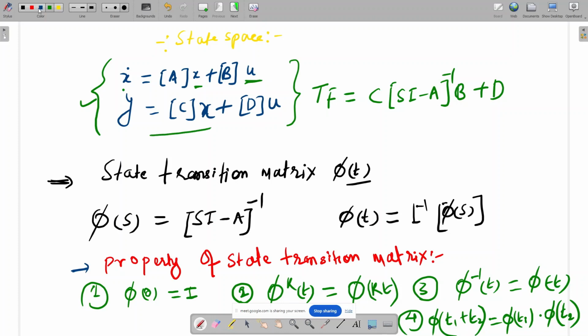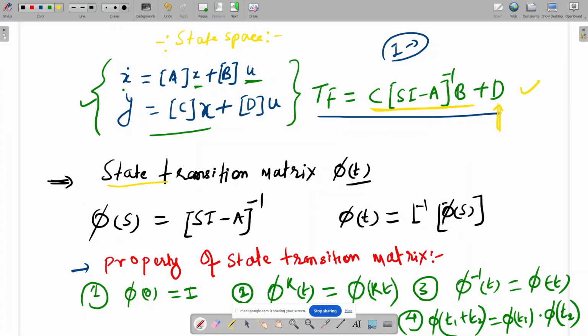We can calculate the transfer function by using this formula: C into (sI minus A) inverse B plus D. Here I is the identity matrix. Sometimes the mistake we make in questions is that the D value is given, but by mistake we avoid D and use only the first part. That will result in a wrong answer. So we should remember the transfer function equation.